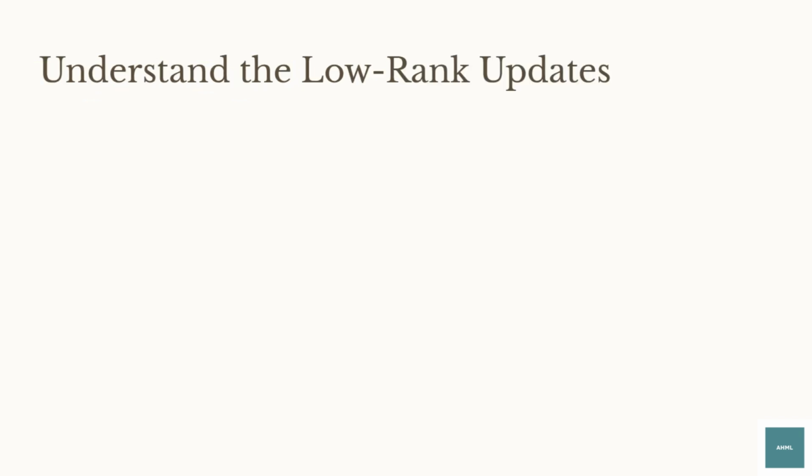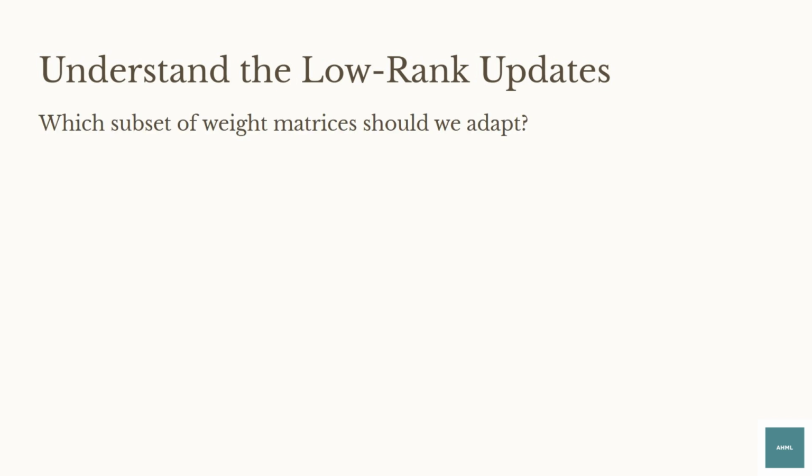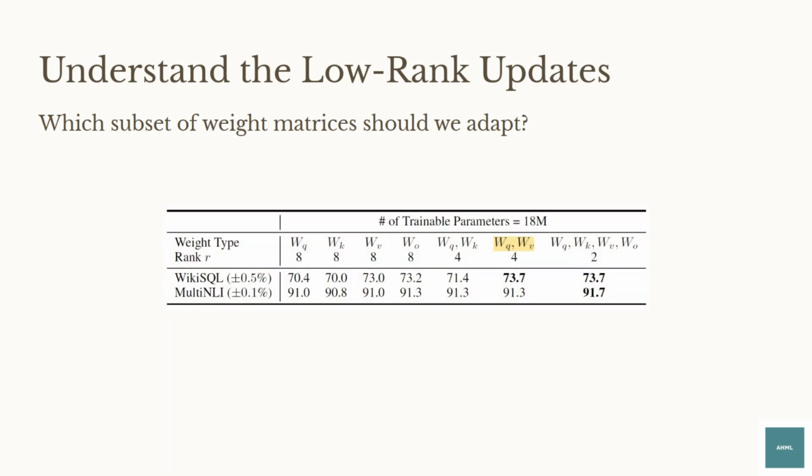To further explain the properties of the low-rank adaptation, the research team performed a sequence of empirical studies. To determine which subset of weight matrices we should adapt, the research team did the following experiment. With a parameter budget of 18 million, which corresponds to a rank of 4 for GPT-3-175B, if we adapt 2 types of attention weights, the model performs the best if we adapt both Q and V weight matrices. Performance significantly drops if we adapt Q and K instead.